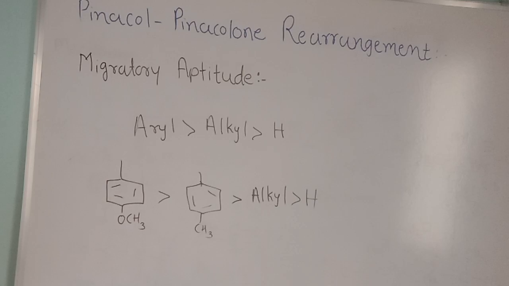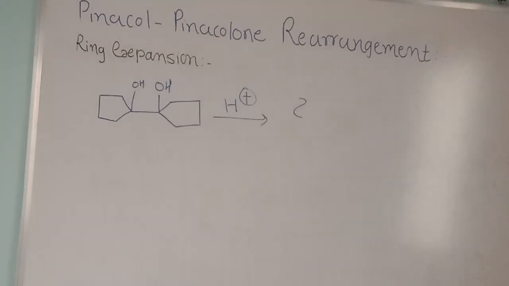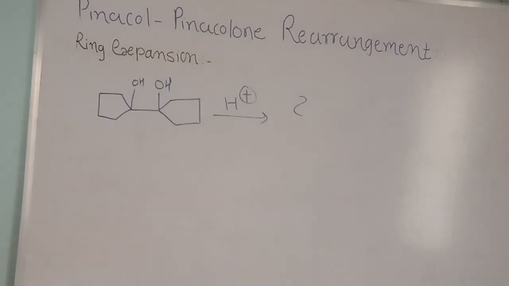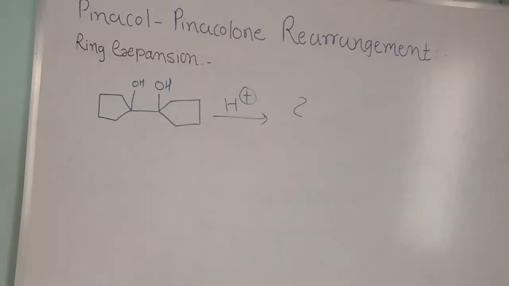The next part in Pinacol-Pinacolone rearrangement is ring expansion. It is asked many times in examination. Predict the product. Let's see. In this type of example, they will ask you to predict the product or suggest the mechanism. It is very simple: ring expansion takes place. Here both rings are five-membered. Let's see how the product will be formed. Very simple.